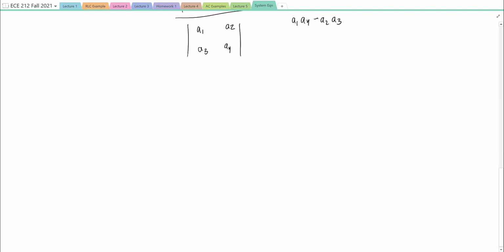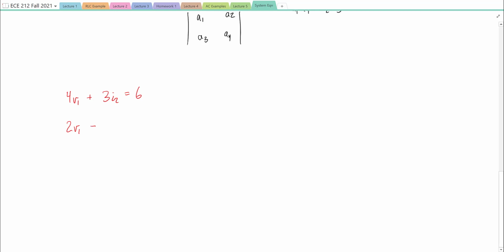So in other words, I'm going to start, and I'll just do this with a simple example here. I'm going to create a system of equations actually that looks like this. I'm going to have 4v1 plus 3i2 equals 6. And again, this wasn't necessarily from a nodal analysis. Somehow I did an analysis and I ended up with two equations and two unknowns. The second equation is going to be 2v1 minus 1 i2 equals 4, right?